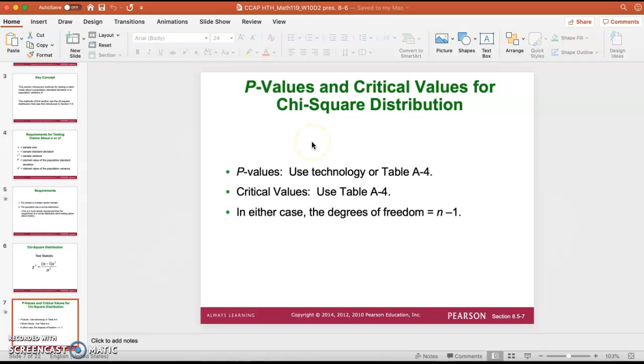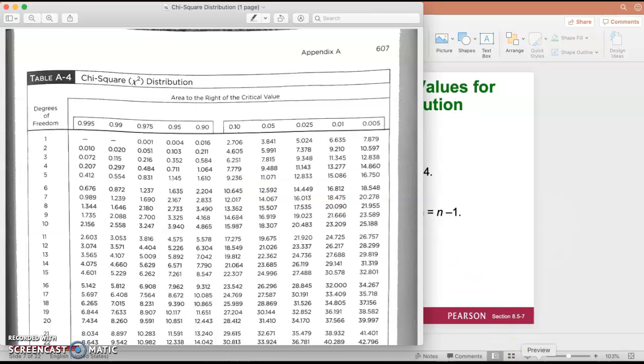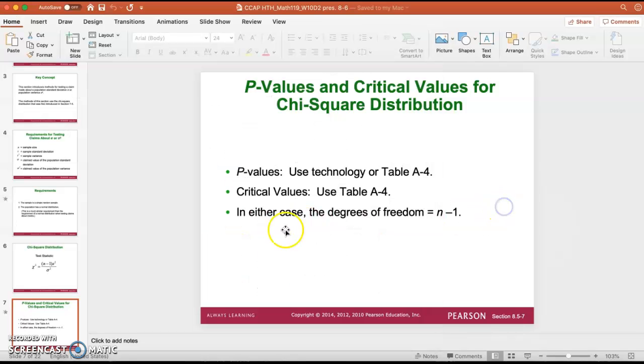Now, as for p-values and critical values, you can use technology or table A-4 to help get p-values. We'll focus in this section on critical values, using table A-4, the chi-square table. You can use this to estimate p-values, but it's a little overly complicated, so we'll focus on just critical values. And in either case, the degrees of freedom is still just the sample size minus 1.